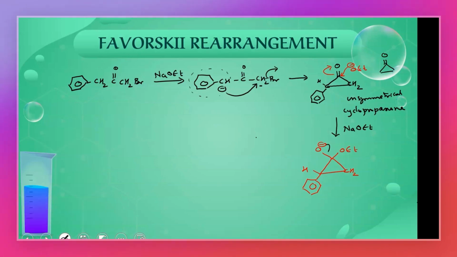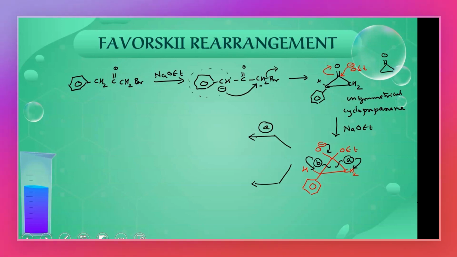Now when this O minus reverts back, I can have cleavage on this side, which I take as A cleavage, or I can have cleavage on this side, which I'll take as B. So the cyclopropanone can cleave on A and B, and the cleavages are different. Suppose I have the shift of electrons like this, or I can have shift of electrons to this particular carbon. So I can have two different pathways which can be visualized.